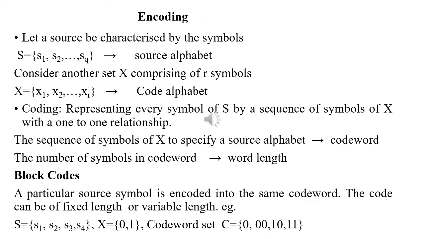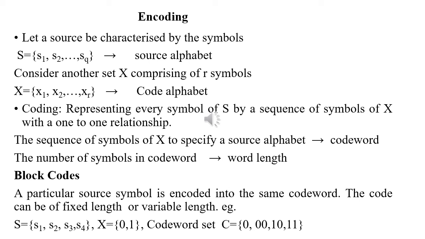Next we will see the source encoding. Let a source be characterized by the symbols S equal to S1, S2 up to Sq. This is the source alphabet. Consider another set X comprising of r symbols, X equal to X1, X2 up to Xr. This is the code alphabet. Coding means the representation of every symbol of S by a sequence of the symbols of X with a one-to-one relationship. The sequence of symbols of X that specifies a source symbol is called the code word. The number of symbols in a code word is called the word length.